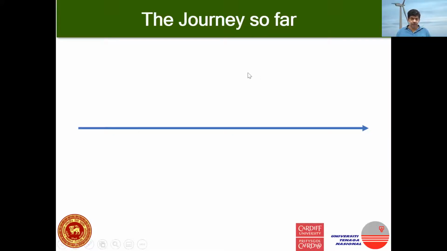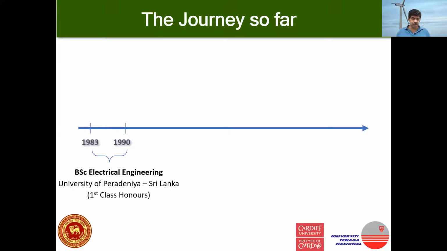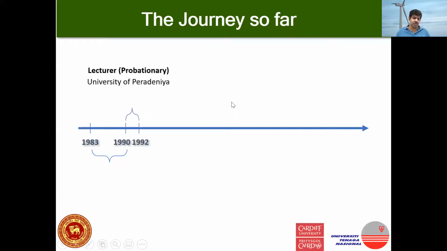If I take you through my journey, I was attached to the Department of Electrical and Electronic Engineering. For 7 years, during our time, there was no COVID, but we had to stay 7 years to get the degree. I eventually got the degree in 1992 with first class honors. Then I was absorbed to the university as a probationary lecturer right after my exams.